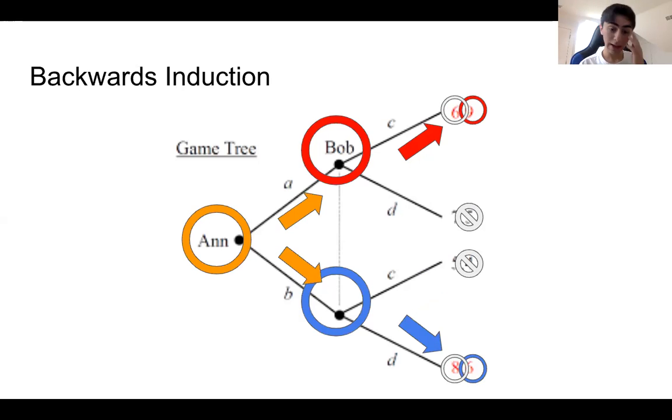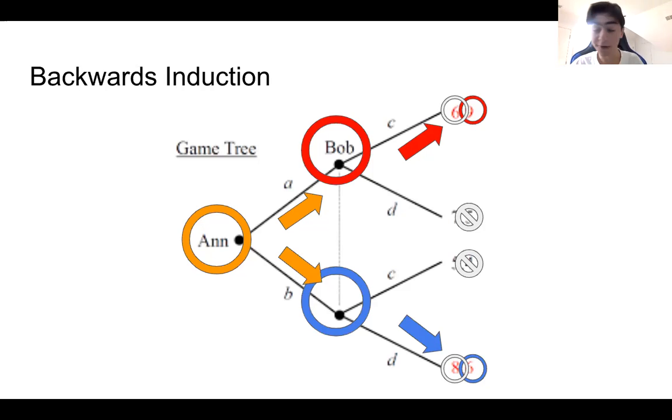So we know Anne knows that depending on what decision she makes, Bob's decision is basically already decided, right? So she understands that if she chooses A, then Bob is going to choose C. And if she chooses B, then Bob is going to choose D. So based on this, she can rule out the outcomes of her choosing A and Bob choosing D, as well as the option that she chooses B and Bob chooses C.